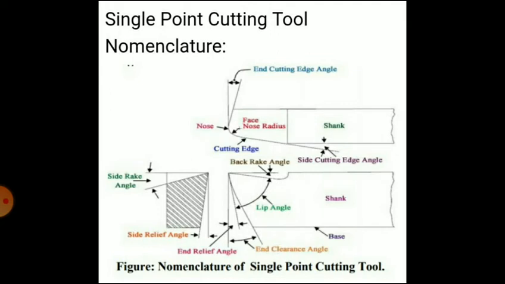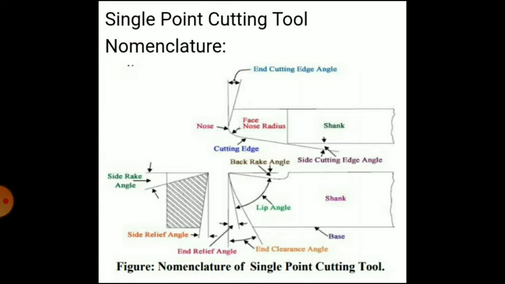Now this is the nomenclature of a single point cutting tool, in which the different elements and the different angles provided to the single point cutting tool are shown. These are the three views. First, at the right hand side bottom, you can see the front view. On top there is a top view, and on the left hand side there is a side view.